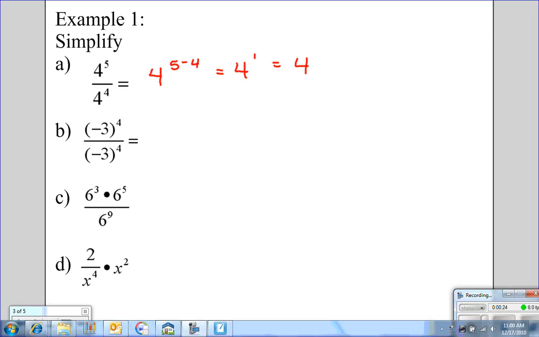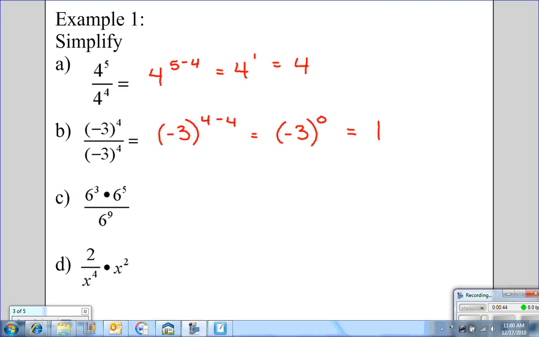All right, again, on B, common base, subtract the exponents. What's on top minus what's on bottom. That gives me negative 3 to the 0. Remember, anything raised to the 0 exponent is 1.